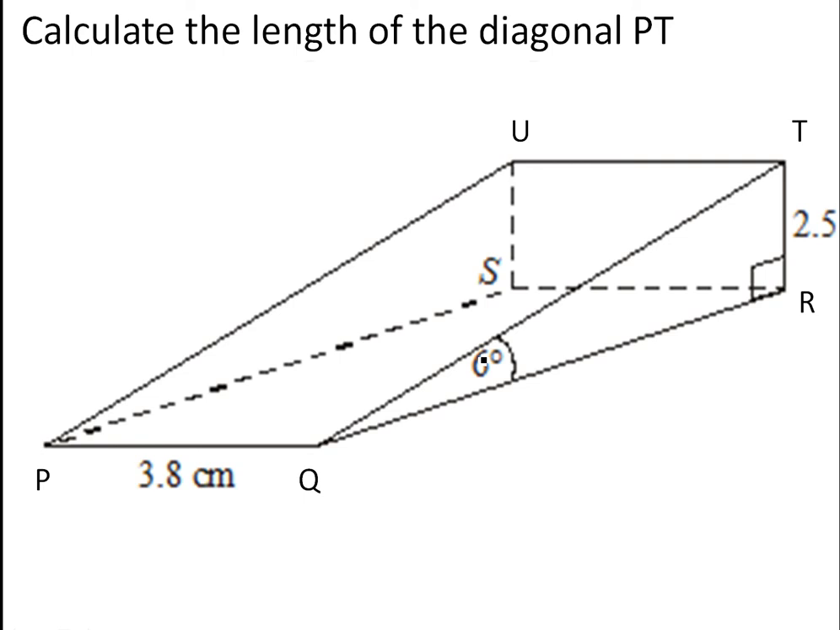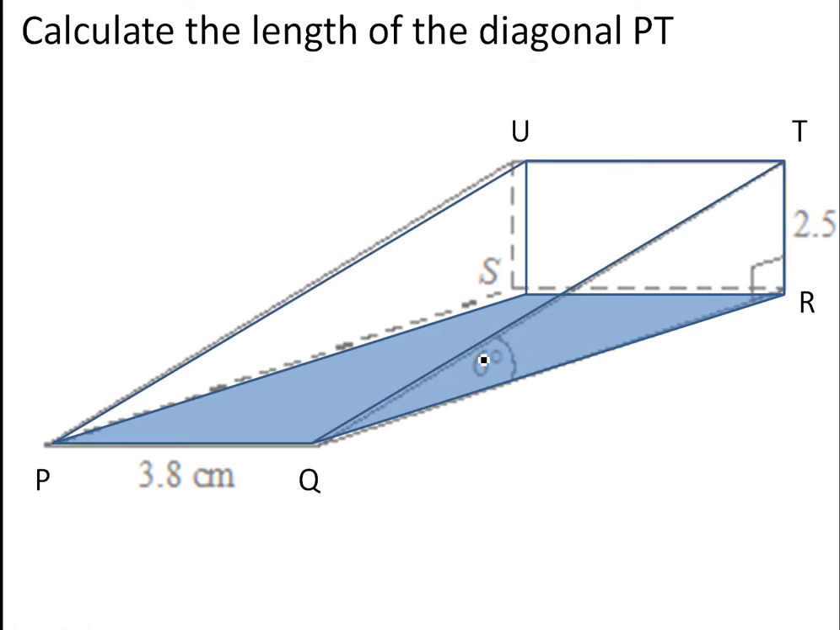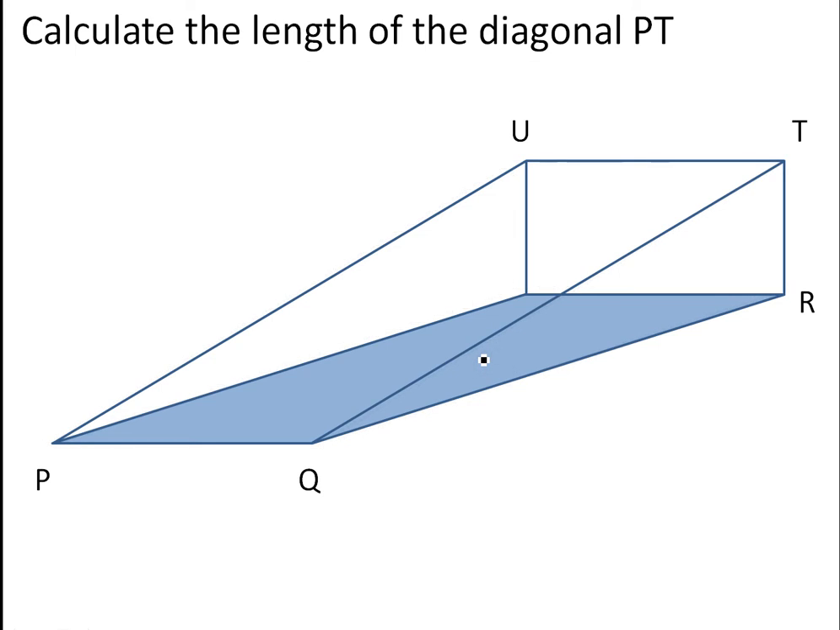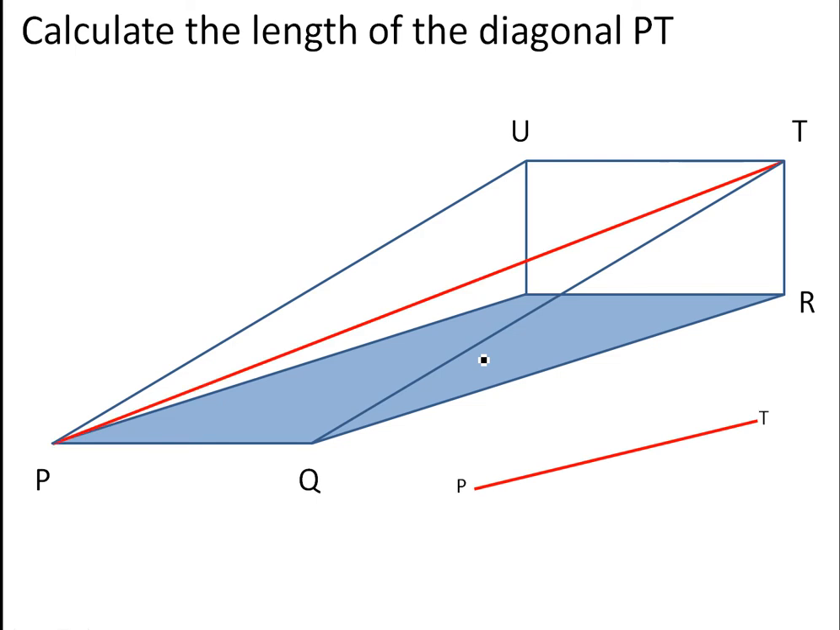I'm going to tackle this question here. It says calculate the length of the diagonal PT. This is a wedge shape, which is a bit difficult to see. There's a lot of fuzzy information, so I'm just going to reduce it back to the basics. There it is, there's the wedge, and we're trying to find the line PT.